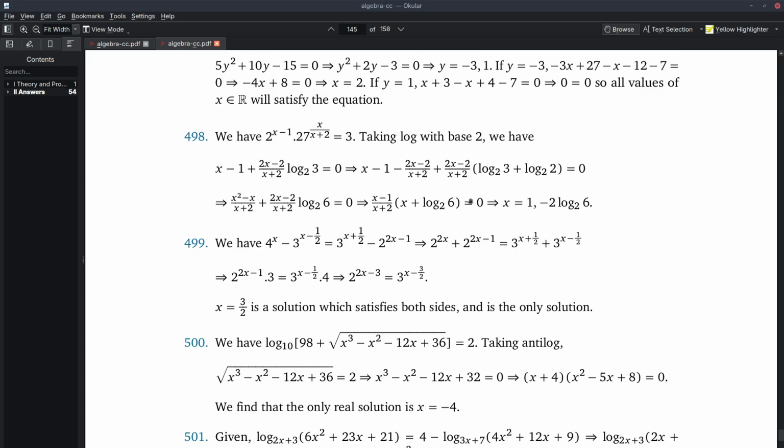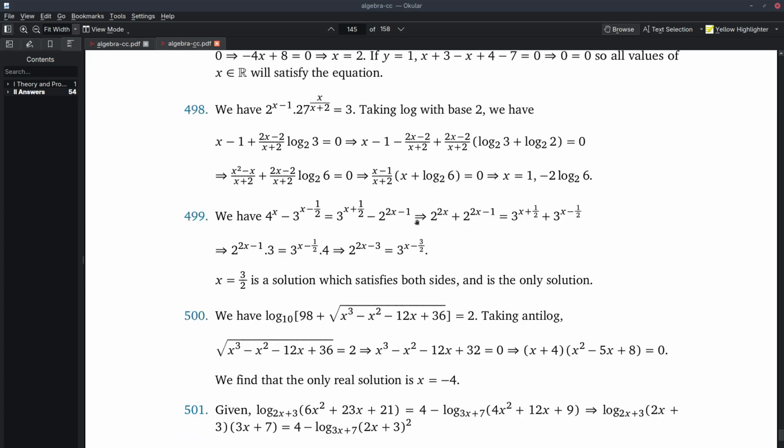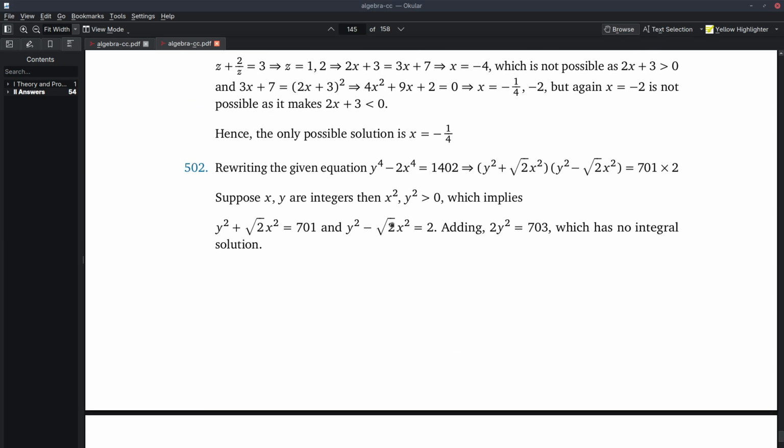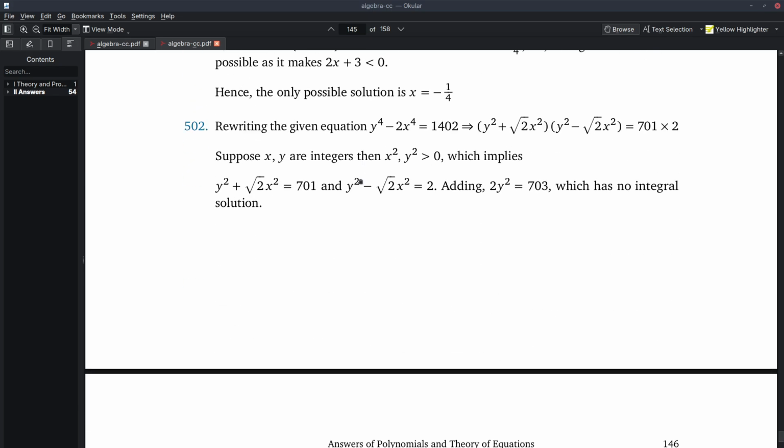498, I forgot what the typing mistake was here. Okay, there should be 2 here, 2 here and plus 2 here. All right, I'm trying to mark this mentally so that I can fix it.